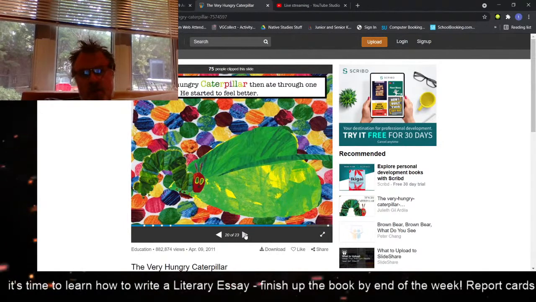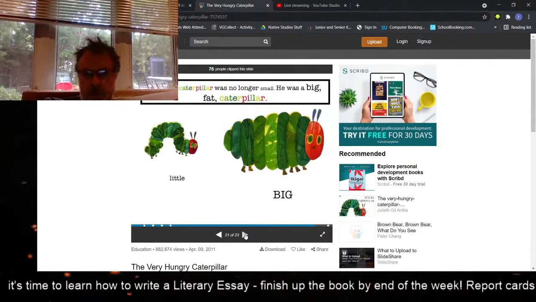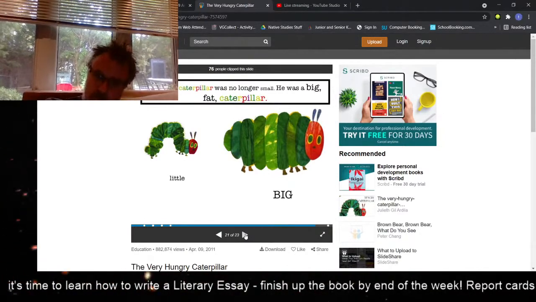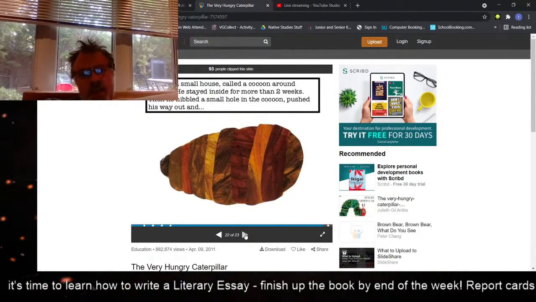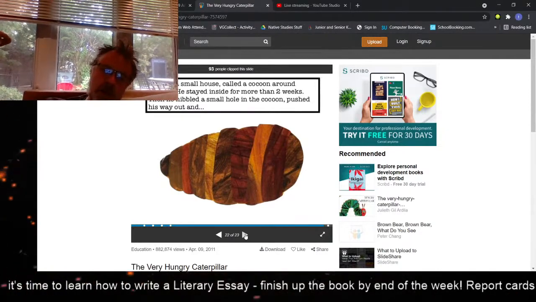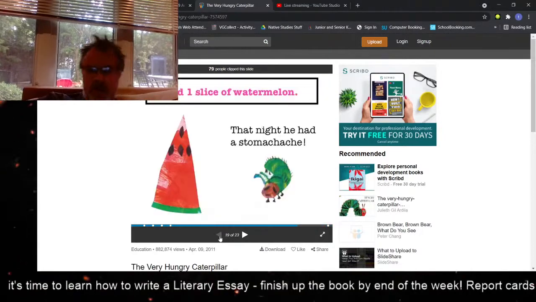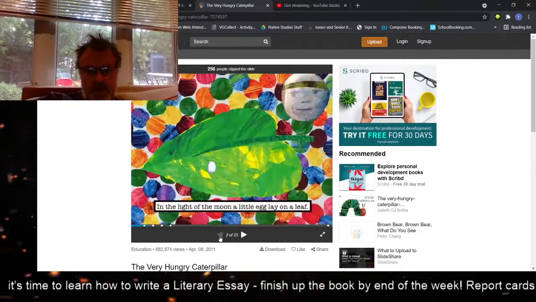The very hungry caterpillar then ate through 1 green leaf. He started to feel better. Now the caterpillar was no longer small. He was a big fat caterpillar. He built a small house called a cocoon around himself. He stayed inside for more than 2 weeks. Then he nibbled a small hole in the cocoon and pushed his way out, and a beautiful butterfly. That is the whole story of the very hungry caterpillar.